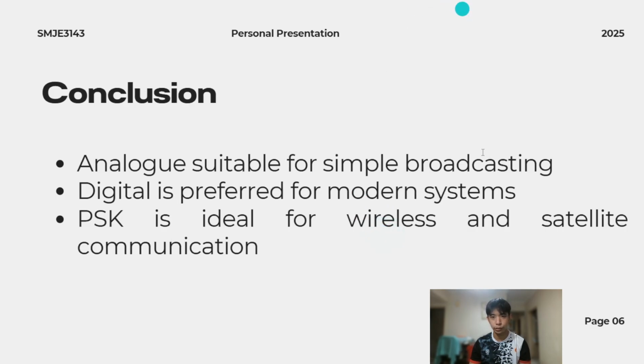Therefore, in conclusion, analog modulation techniques like AM and FM are still useful for basic broadcasting applications, and digital modulation techniques such as ASK and PSK are more suitable for modern communication systems that require reliability and efficient data transmission. ASK is used in simple systems, while PSK is widely used in wireless technology. Overall, digital modulation plays a key role in today's communication networks.